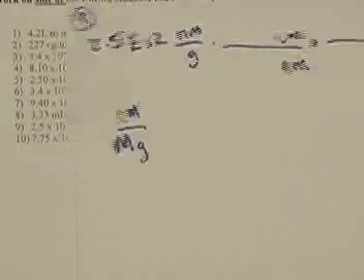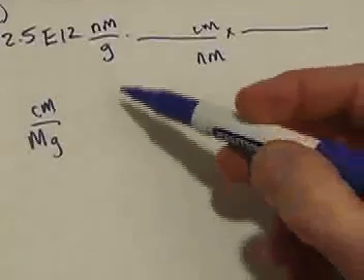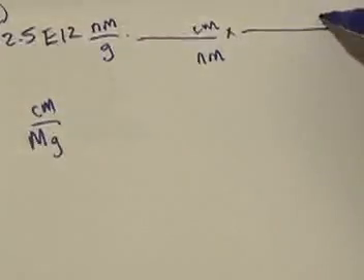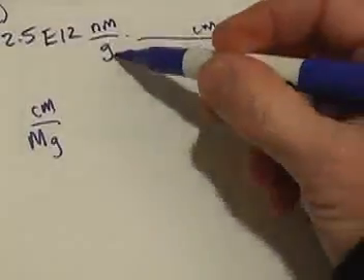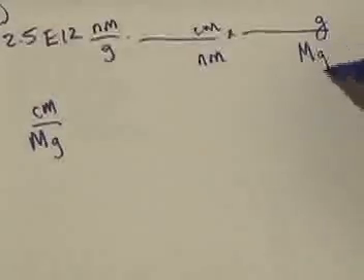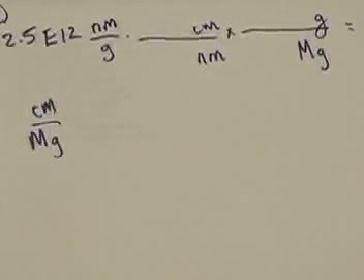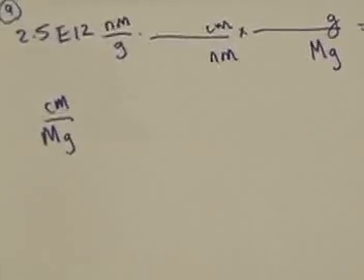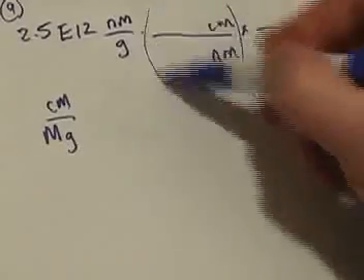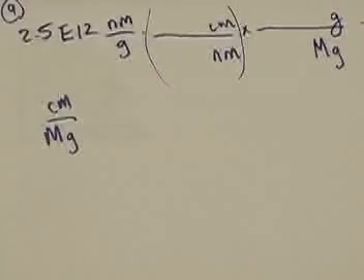And then secondly, we're going to go from grams to megagrams. So put grams in a position where it's going to cancel. Notice it's got to go on the top because it's on the bottom down here. Put megagram as your new set of units. Okay, now I need a relationship between centimeters and nanometers.